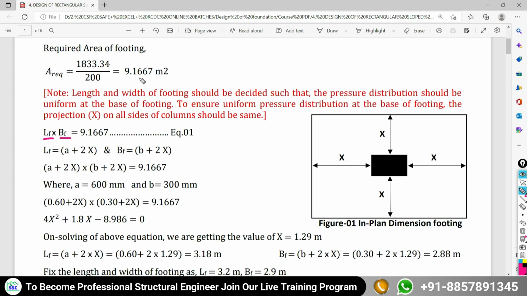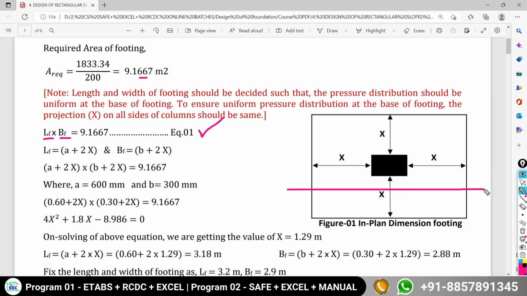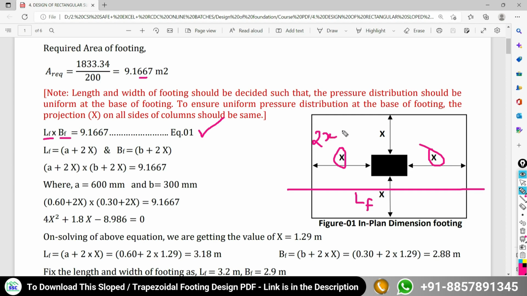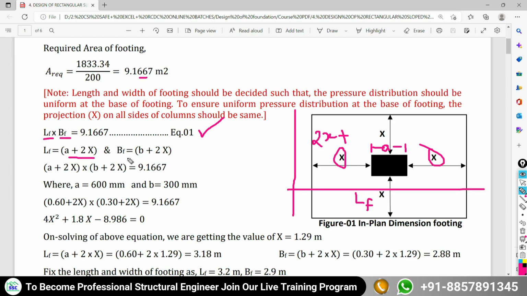So here, the length of the footing times the width of the footing is equal to 9.1667, the area of the footing. I am going to call it equation first. Now, the length of the footing I am going to consider along this direction, the longer span. The length of the footing is going to become x plus x, that is 2x, plus the side of your column along this direction, the dimension of your column, a plus 2x. Likewise, along the width I am going to consider it as bf. The width of the footing is equal to the width of your column plus 2x.